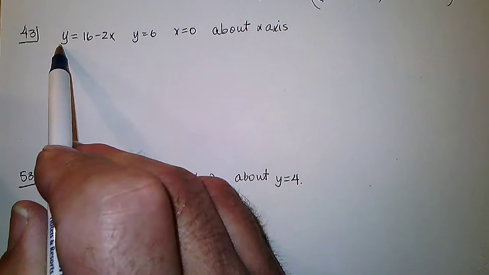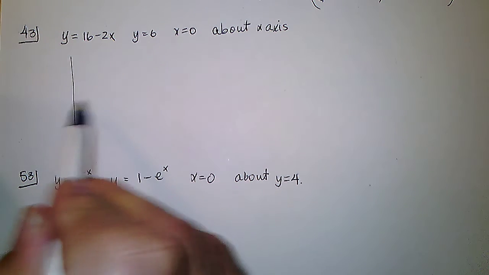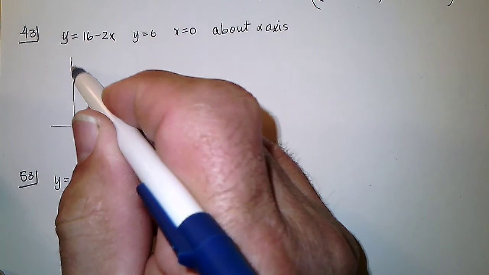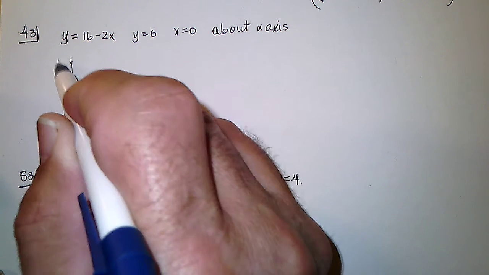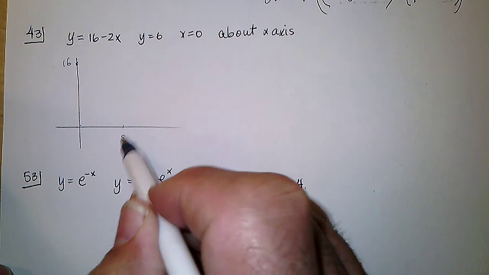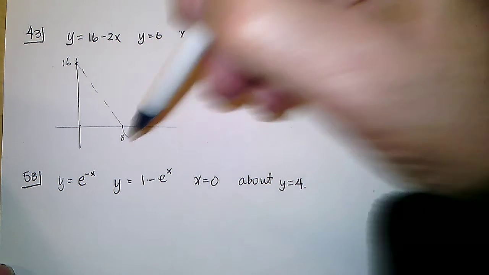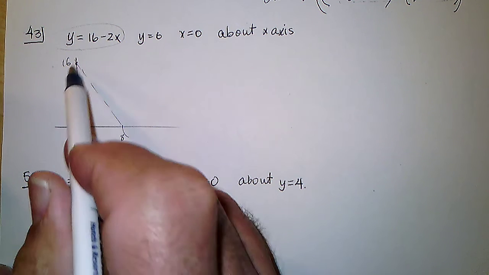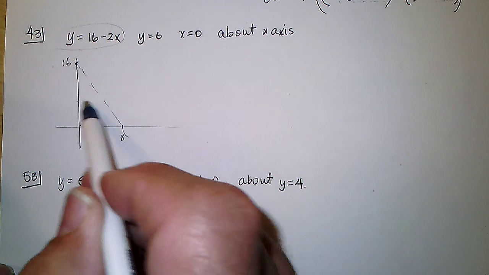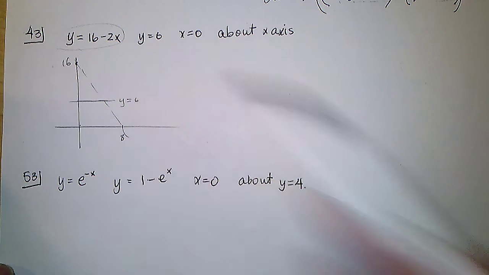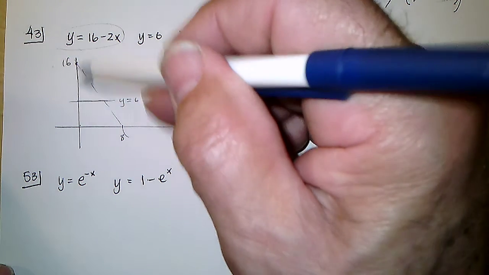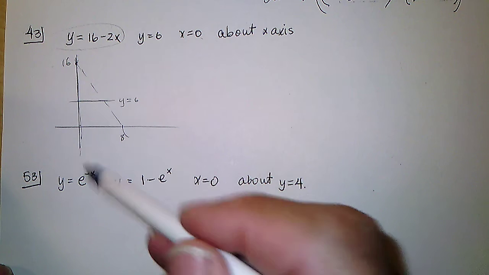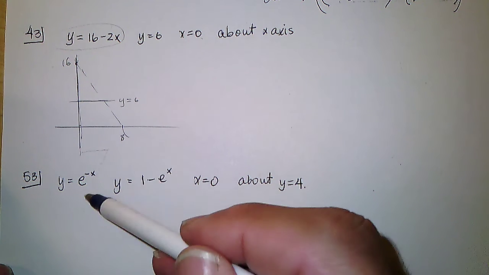43. So we have y equals 16 minus 2x. So I have to go up to 16 and do a slope of minus 2. So that's going to hit at 8. That's this line. Y equals 6, that's 16, that's 8, so 6 is about here. X equals 0 is about here. And about the x-axis, so that would be this triangle down here.